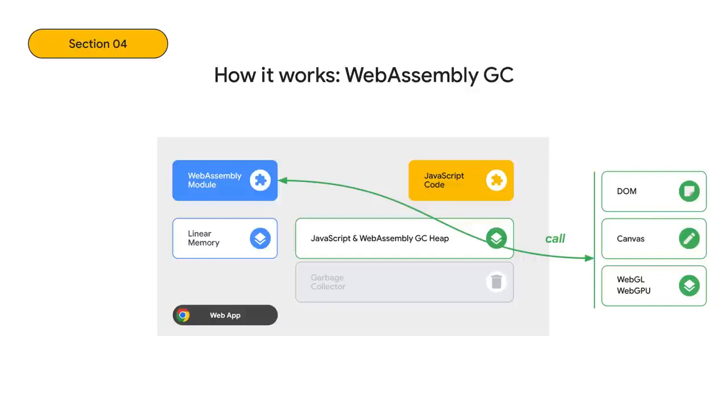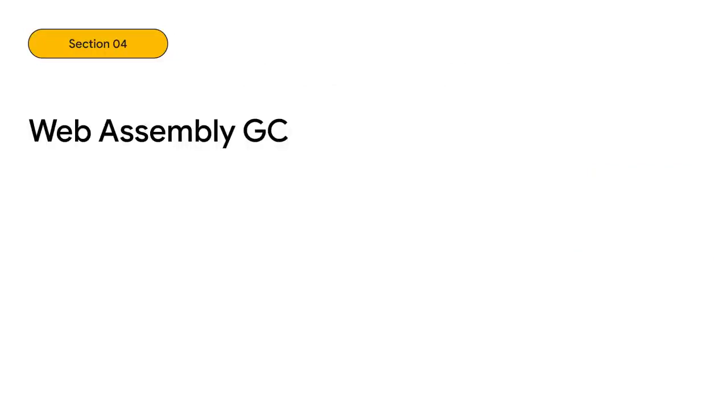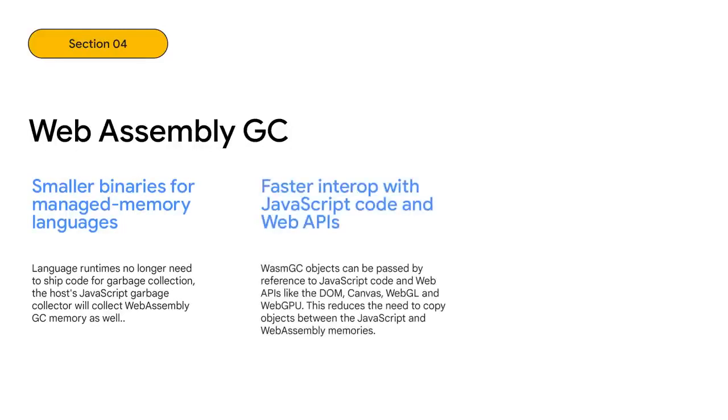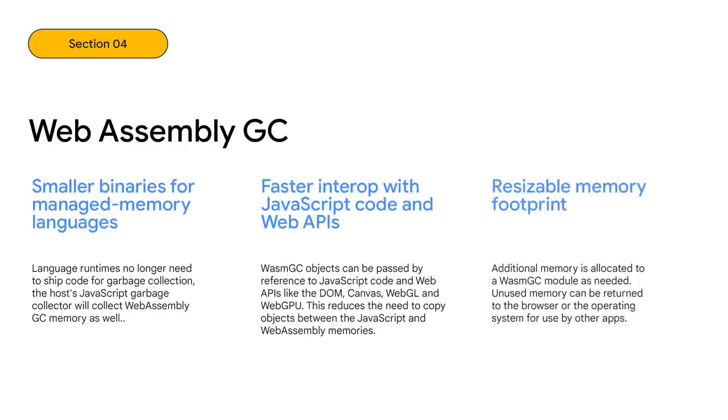The Web API story improves as well. WebAssembly GC modules create objects in the same heap where the JavaScript Web APIs will look for them, and return values are easily passed back as well, all without excessive copying. So that's WebAssembly GC. Smaller binaries for modern managed memory languages, faster interop with JavaScript code and the JavaScript-based web APIs, and a dynamically resizable memory footprint that grows and shrinks to provide your module with what it needs.